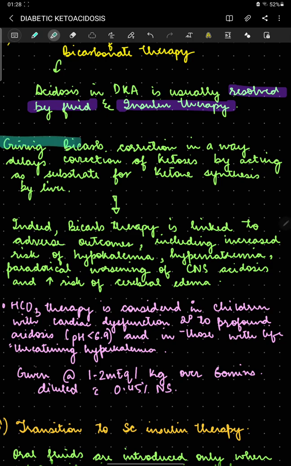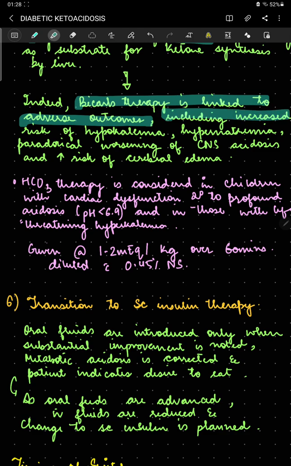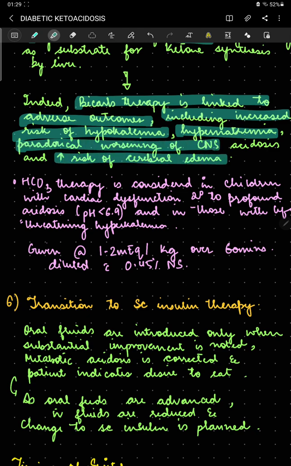But here, giving this bicarb correction in a way would delay the correction of ketones, because bicarb can itself act as a substrate for the production of ketones by the liver, right? So there are various studies where they administered bicarb to resolve the acidosis, but something bad happened. This bicarb therapy is linked to very adverse outcomes, including increased risk of hypokalemia, hypernatremia, paradoxical worsening of the CNS acidosis, and very high risk of cerebral edema.